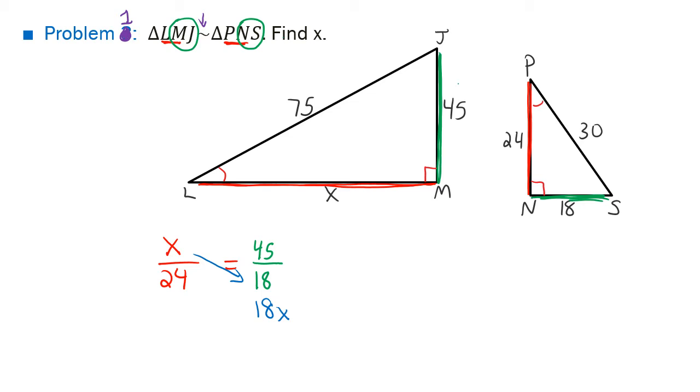18 times x is 18x. 24 times 45 is 1080. Divide both sides by 18, and we learn that x is 60. So now we know this side is 60. Just remember that if you are choosing information from one triangle, say in this case the big one, and I chose it to be in the numerator, it has to be in the numerator for both fractions.